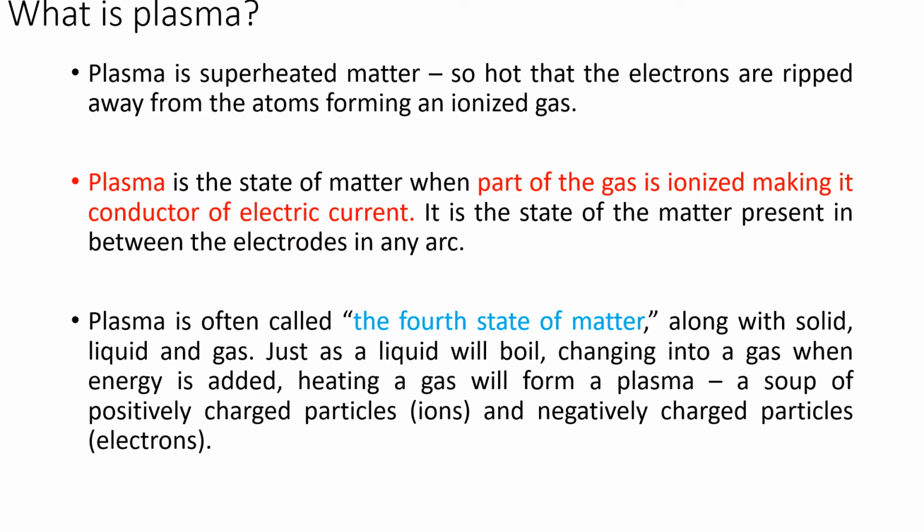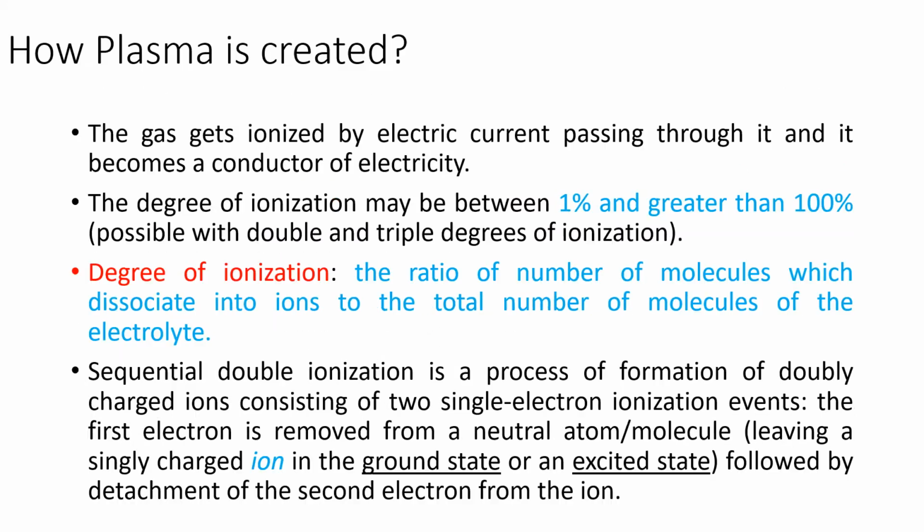Those gases get ionized by losing electrons from the atoms. When the atoms lose electrons, they become positively charged, and the free electrons are also moving in that gas. That mixture of positively charged ions and negatively charged particles is called plasma. Let us see next. How plasma is created.